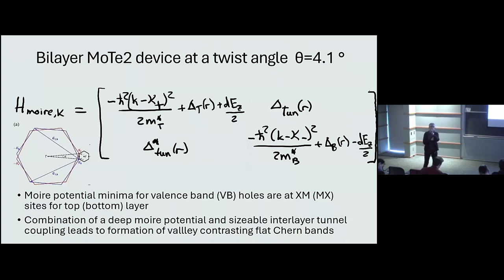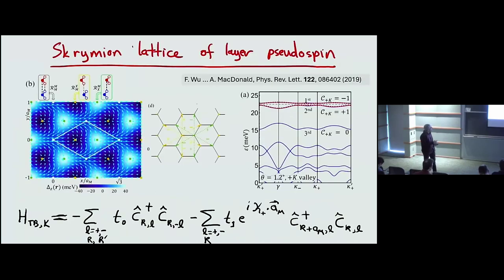So at XM sites, it will be pointing up, top layer, and at MX sites, it will be the bottom. And in between, one can show that this layer pseudospin covers the whole unit sphere, okay? And that provides a strong indication that one has topological bands. This is a calculation from Wu and MacDonald that really is a pioneering work from 2019.